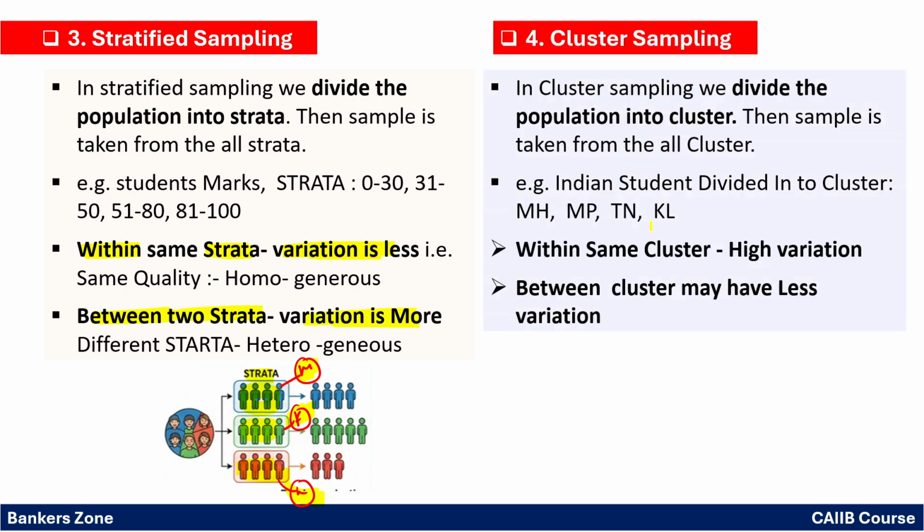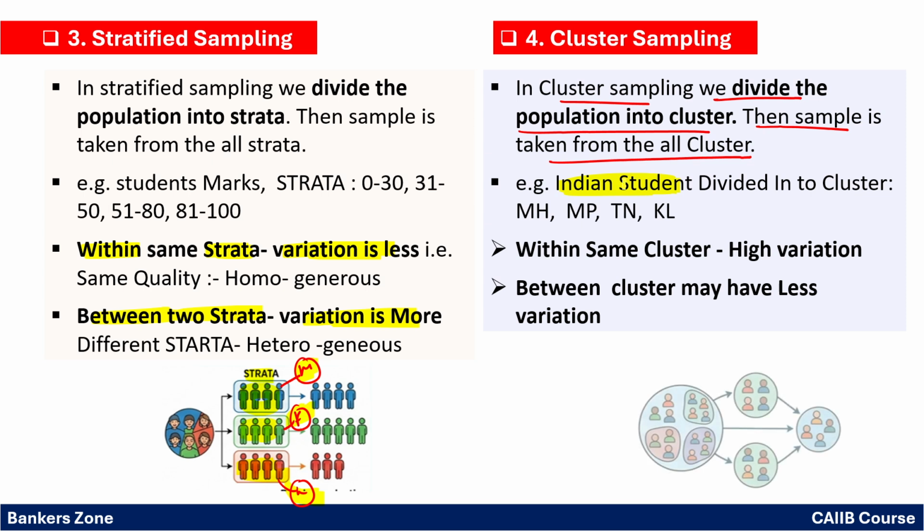Again the same thing, but there are very interesting logical differences. See, in cluster sampling we divide the population into clusters, then we take samples from all the clusters, right? For example, if we have data of Indian students, we will divide that into clusters, say Maharashtra, MP, Tamil Nadu and Kerala. So we can divide it into 4, and from each cluster we will take the sample. Within the cluster variation will be high, and between two clusters variation will be less. So this is just the opposite of stratified and cluster. Very, very important, again from the exam point of view.